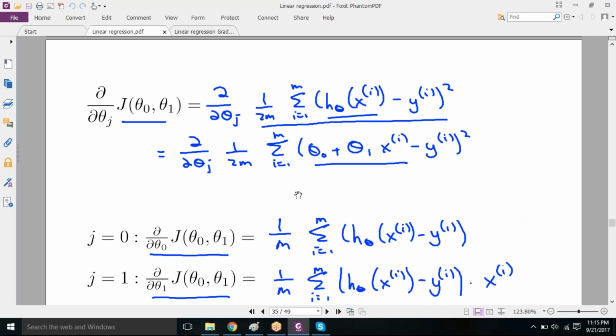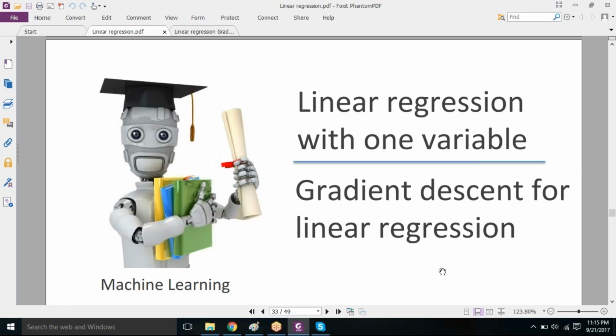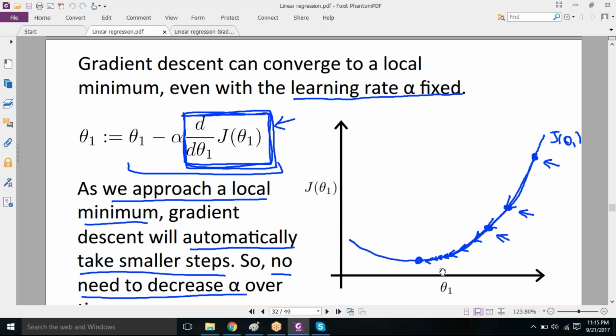See, he has also shown you how to do the partial differentiation with respect to theta naught and with respect to theta 1. This will come. Anyway, these things are just like that. This is again the cost function which I was showing you, how it goes down, down, down in the iterations.